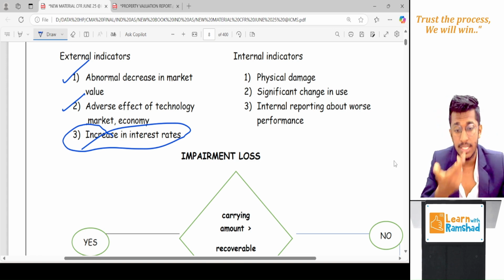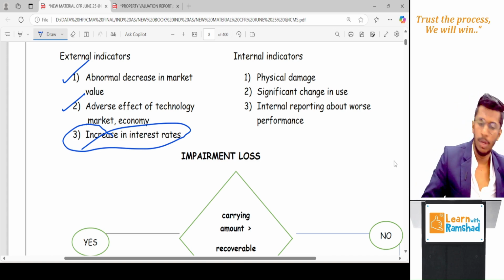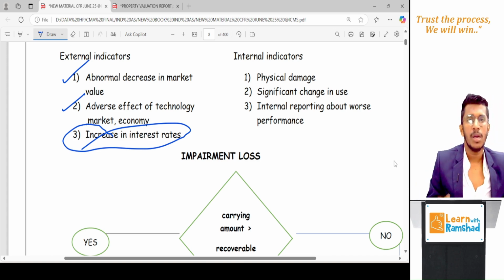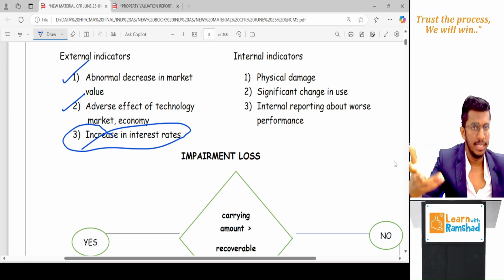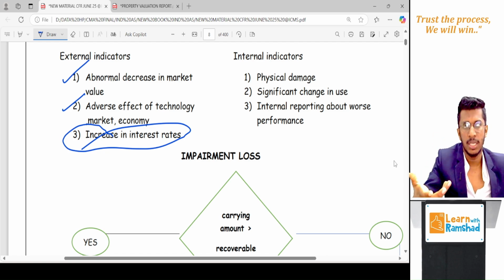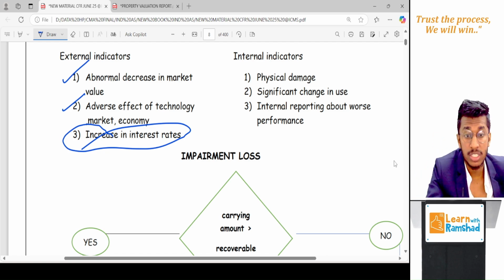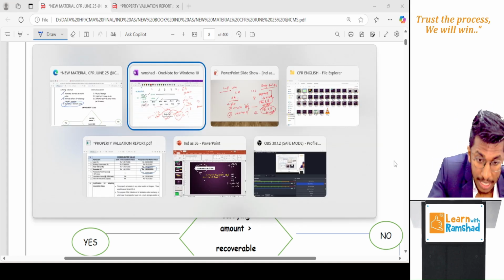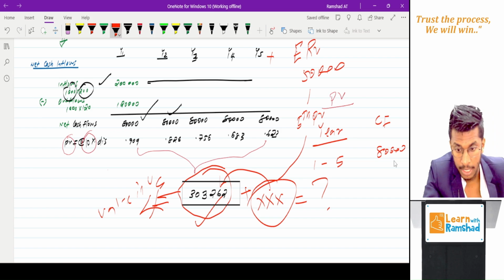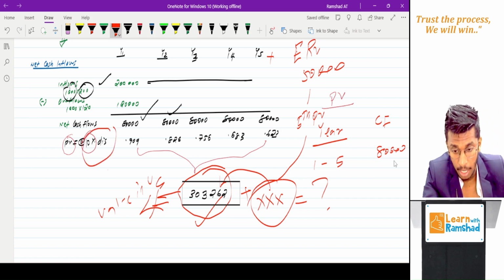How does this increase in interest rate lead to impairment loss? Let's see. Remember, during this current year, RBI increased the repo rates, bank rates. You know this one. Ready? So based on these bank rates, the present value discount rate will also change. We take this present value discount rate as an incremental borrowing rate.